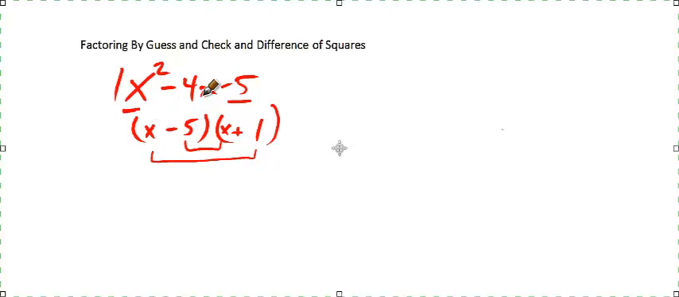Always double check this by FOILing it out. It's x squared plus x minus 5x and the minus 5. So in the end, combine like terms, I've got it. With guess and check, I don't need to do the whole grouping thing, but I do have to double check that 1 and negative 5 gives me negative 4. Also make sure that negative 5 times a positive 1 does get me negative 5. Okay, so that's all good and fine.